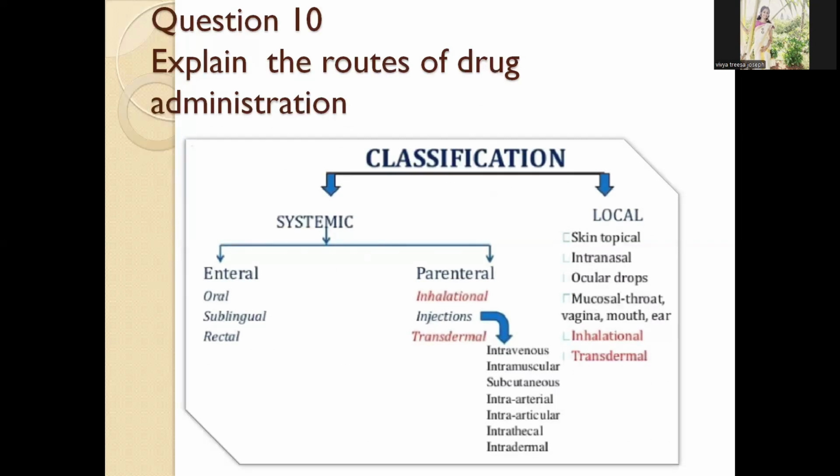So in enteral route, oral route, sublingual route and rectal route we can administer medication. When it comes to parenteral, inhalational, injection and transdermal patches are there. So in injection, as we all know, intravenous, intramuscular, subcutaneous, intraarterial, intraarticular, intrathecal and intradermal routes are there.